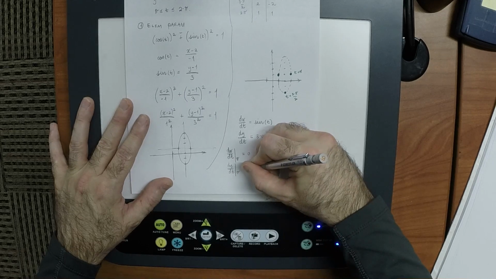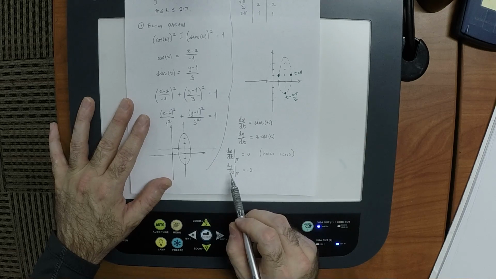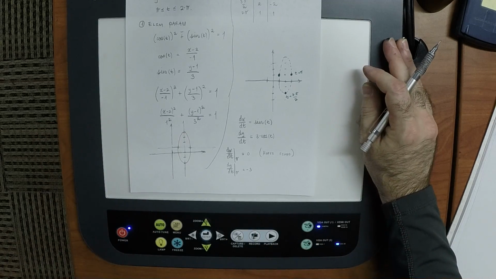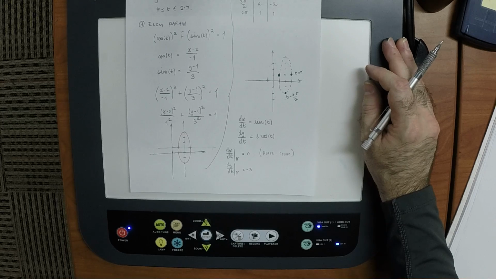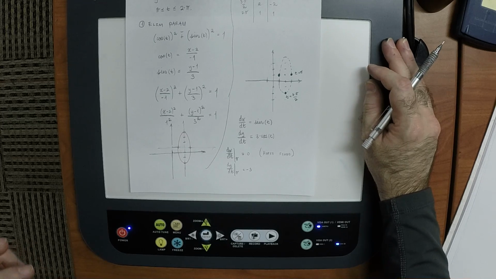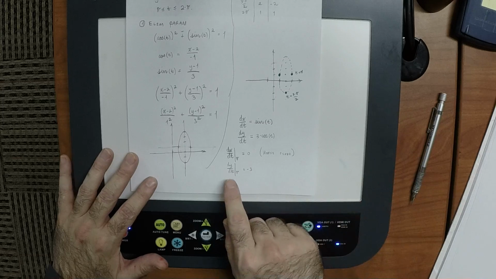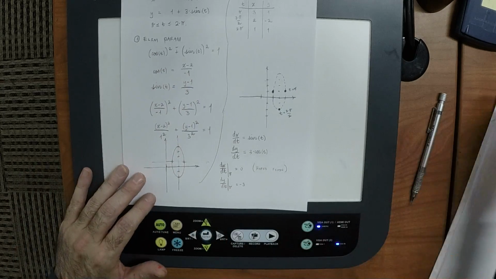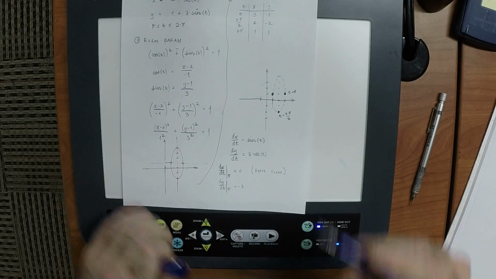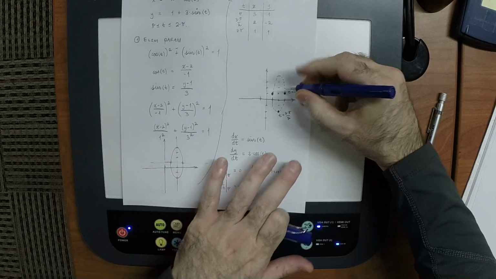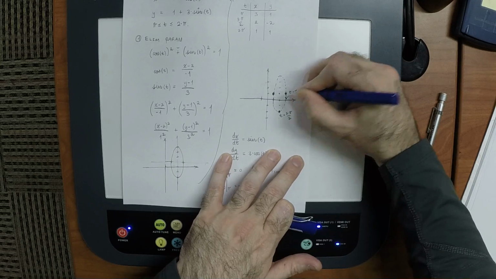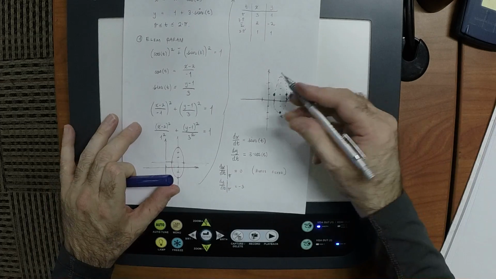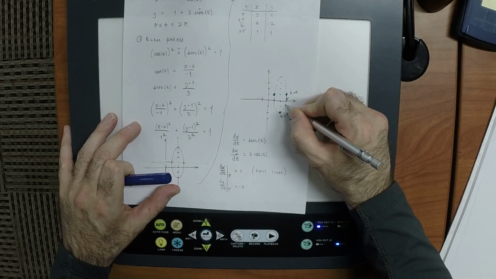Negative 3. So the rate at which the vertical coordinate is changing is negative 3. So that means that the vertical coordinate is decreasing in value. So that means what direction is the vertical coordinate going? It's going down. So as a result of this, at that point right there, the motion is downward. The motion is downward.